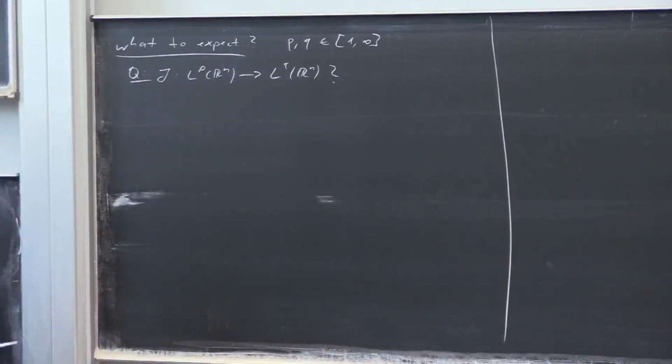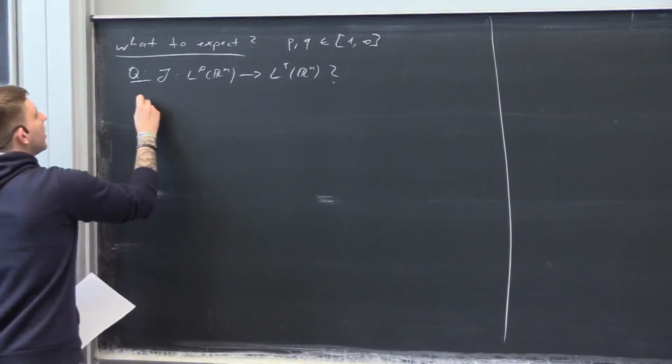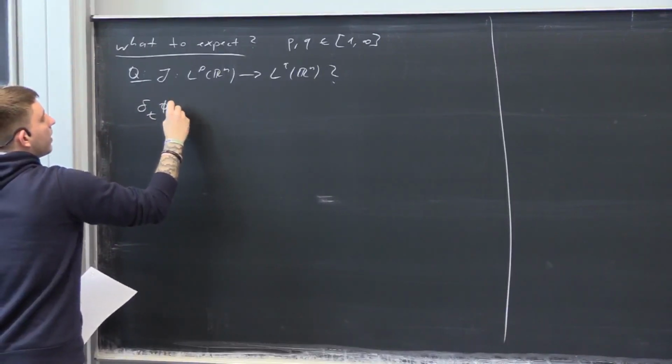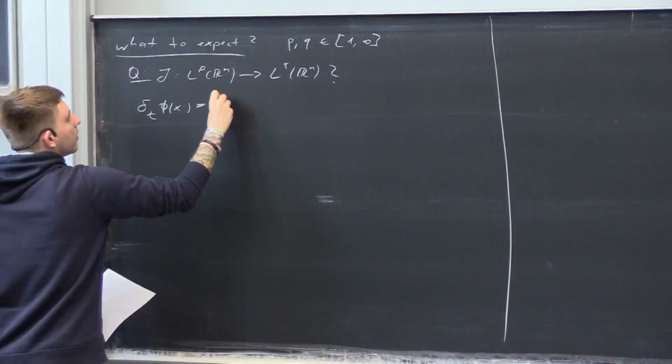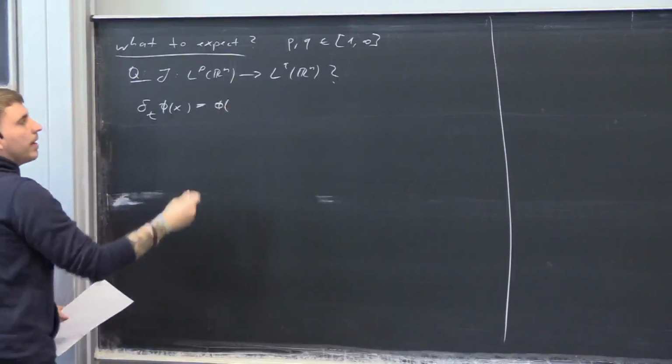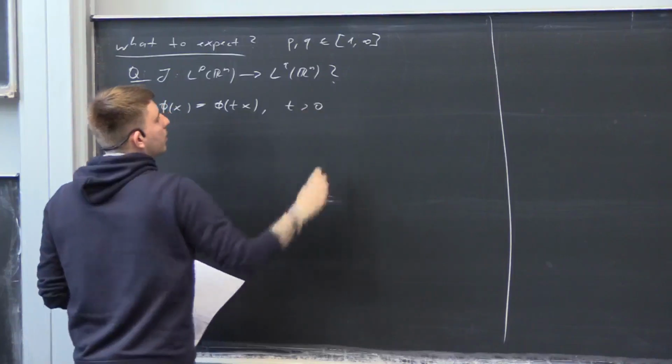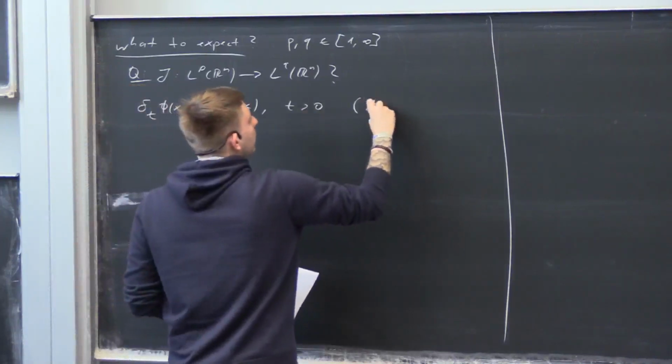To see if this is possible for certain p's and q's, we do the following construction. When we studied the Fourier transform, we worked with dilations. We had that sigma_t of phi evaluated at x was this function phi, but not evaluated at x, but at tx, for all t larger than 1. So these were these dilations.